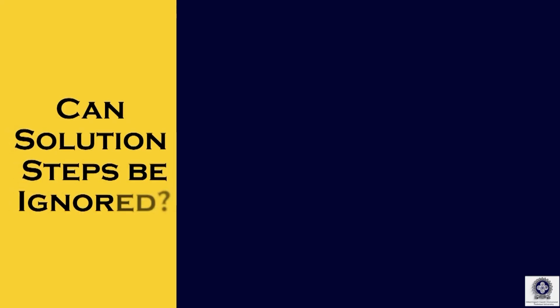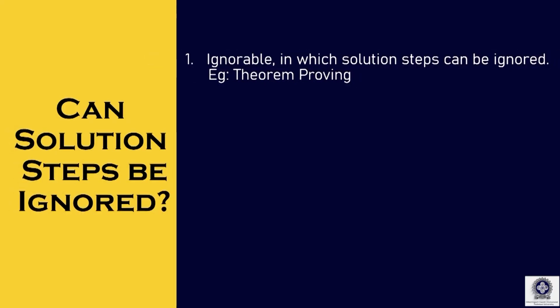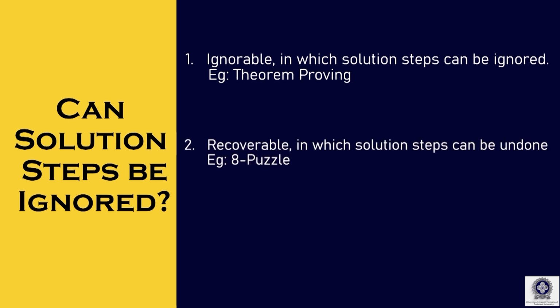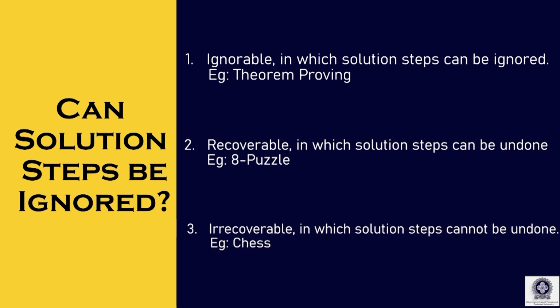Can solution steps be ignored? First, ignorable, in which solution steps can be ignored. For example, theorem proving. Second, recoverable, in which solution steps can be undone. For example, the 8 puzzle. Third, irrecoverable, in which solution steps cannot be undone. For example, chess.